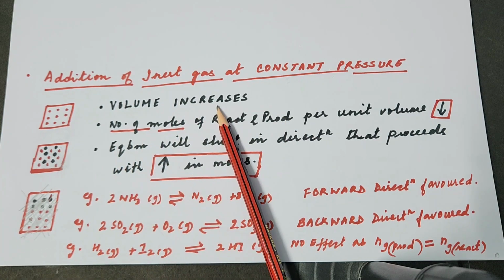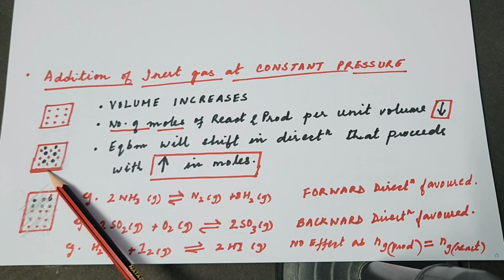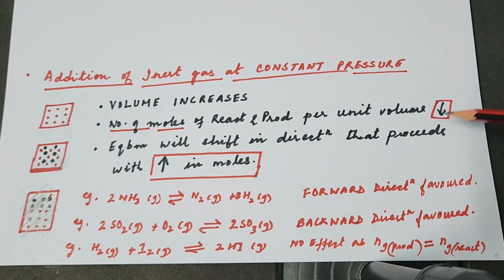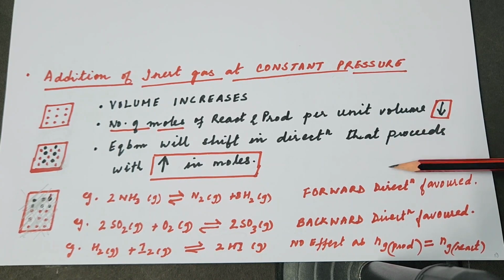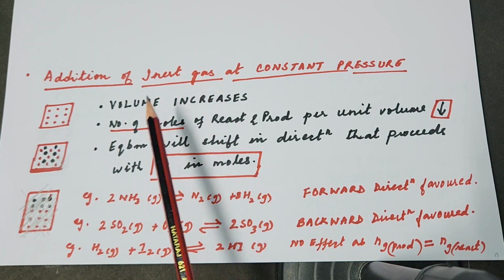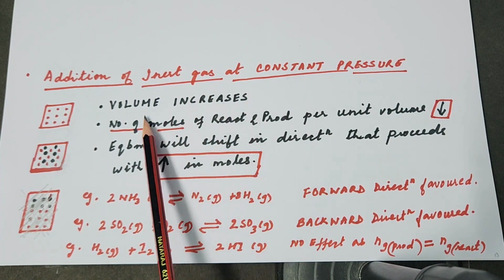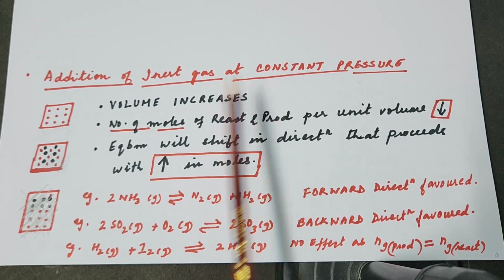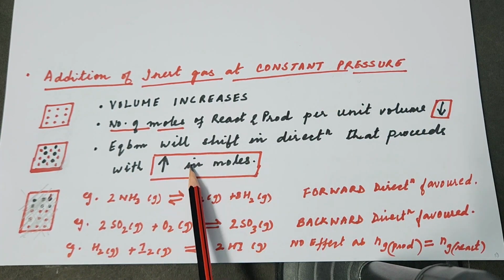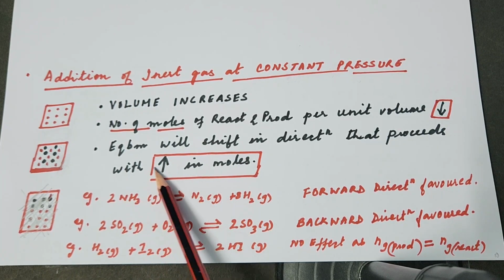If the volume increases, then the number of particles per unit volume will decrease. And how will the system try to undo the change? The system will try to undo the change by moving in that direction where the number of moles increases. Now, where is that? That depends on the type of reaction. But what you need to remember is, for maintaining a constant pressure on introduction of an inert gas, the volume has to increase. Once volume increases, the number of moles of reactants and products per volume will decrease, and the system will try to undo this change. How? By increasing moles. That is, the equilibrium shift will take place in this direction.